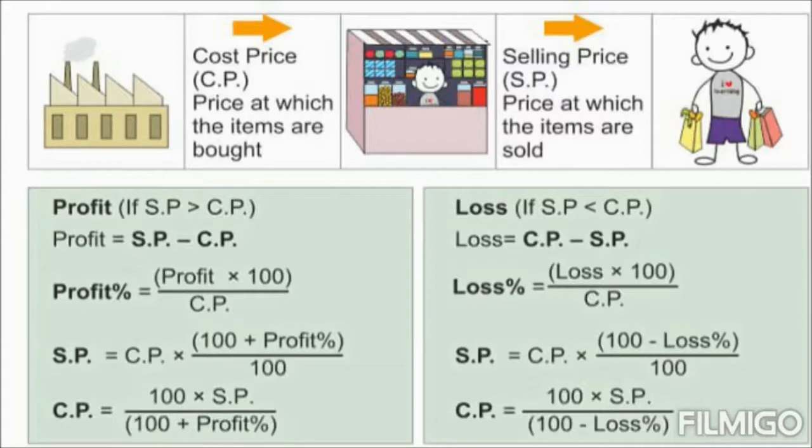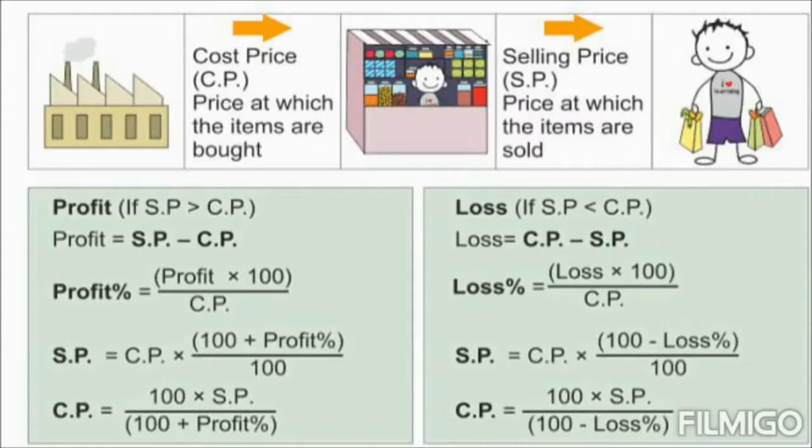Now we know that profit is equal to selling price minus cost price, and profit percent is profit upon CP into 100. Similarly, loss is equal to CP minus SP. Loss percent is equal to loss upon CP into 100.